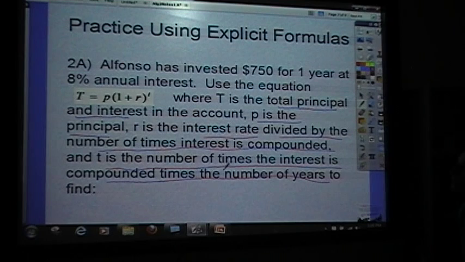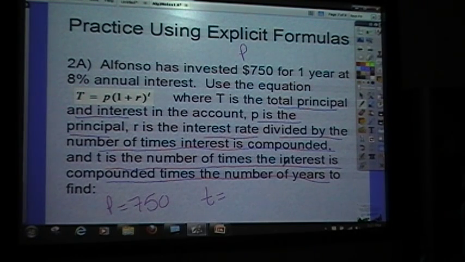This is a really confusing formula here. Okay, so we're going to be really careful. 750, that's what he's investing, so that's my P. P is 750. 1 year at 8% annual rate. So R is the interest rate divided by the number of times compounded. We don't know about that yet. And time, we don't know about that yet. Oh, it says 1 year. So time is 1 year.